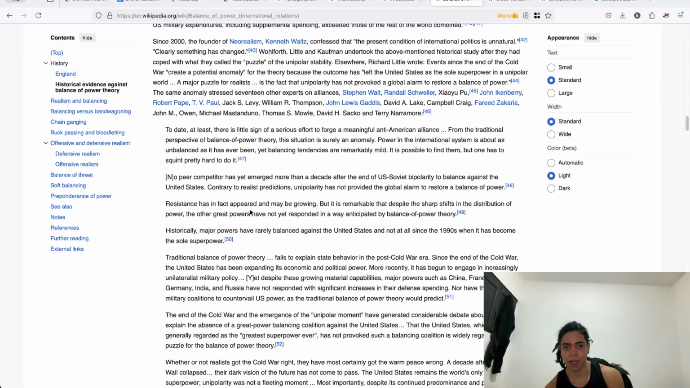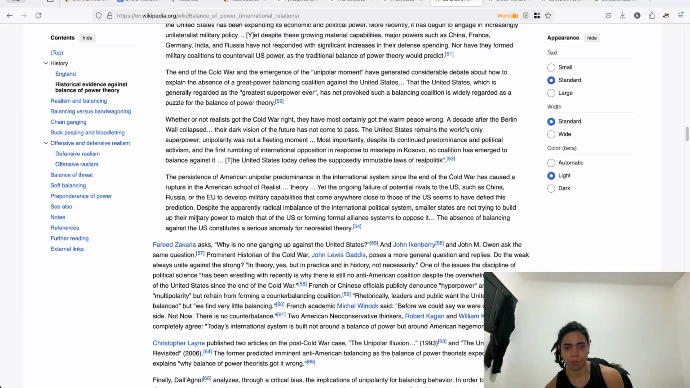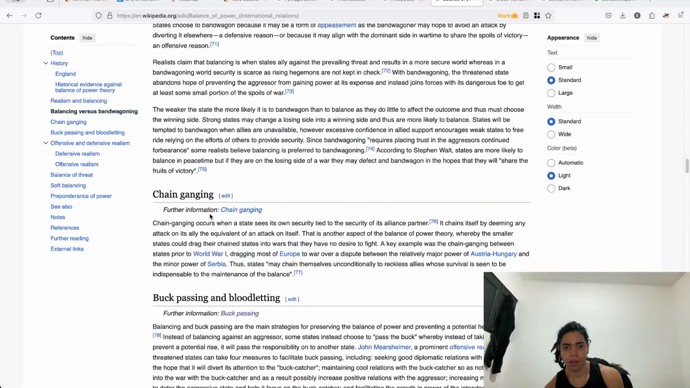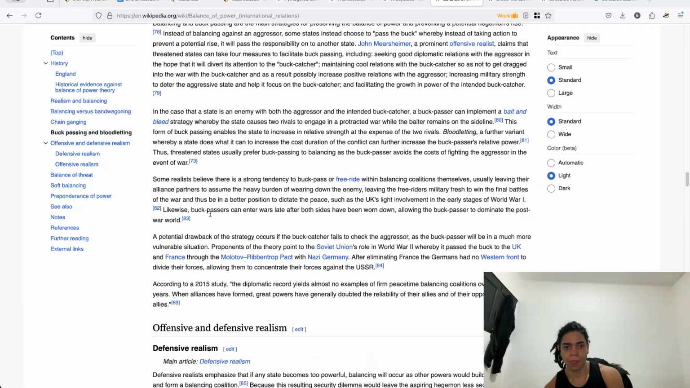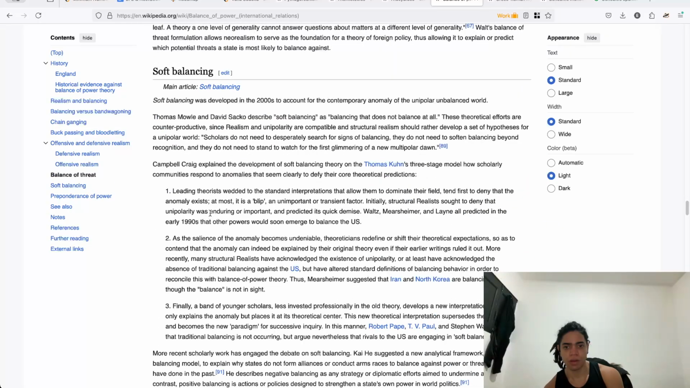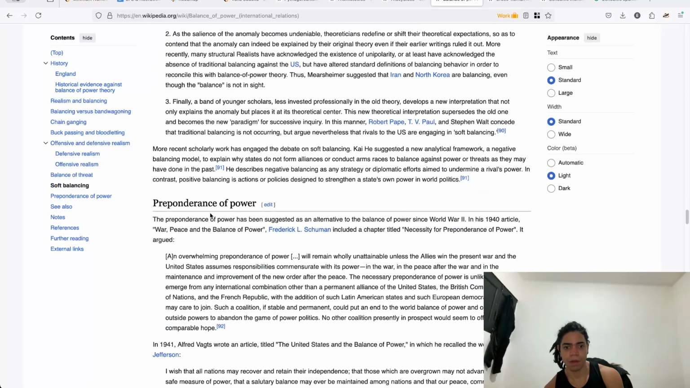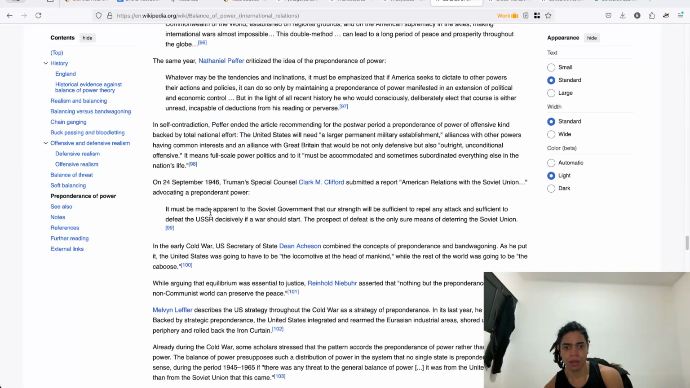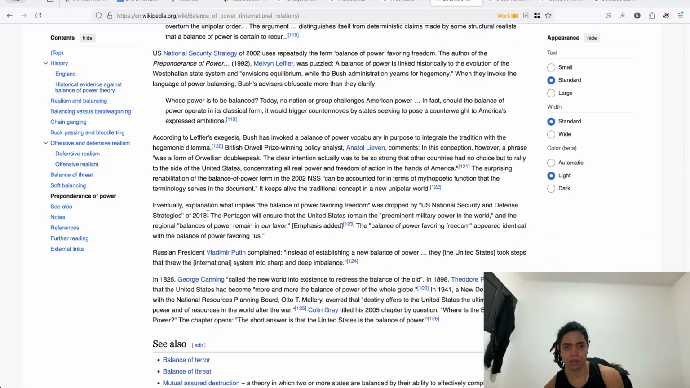Resistance has in fact appeared and may be growing, but it's remarkable that despite the sharp shift in the distribution of power, the other great powers have not yet responded in a way anticipated by balance of power theory. Self-balancing, preponderance of power.